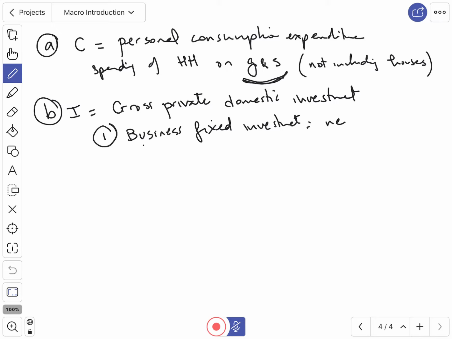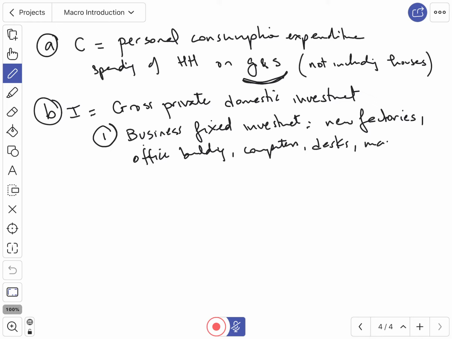So you can say new factories, office buildings, computers, desks, chairs, whatever. Machinery, and these machinery are used to produce goods.